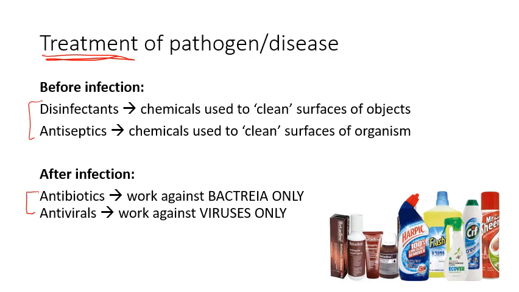But once an individual has become infected with a pathogen, there are a couple of courses that we can take. If it is a bacterial infection, so the pathogen is a bacteria, we can try and treat it with antibiotics. Antibiotics will only work for bacteria. If, on the other hand, the pathogen that has caused the infection is a virus, antivirals can be used to sometimes treat a viral infection, but they're not as common as antibiotics. So we'll just quickly talk about what they can do.